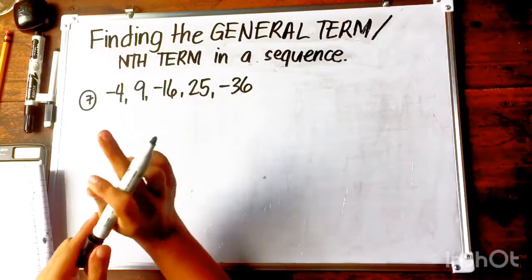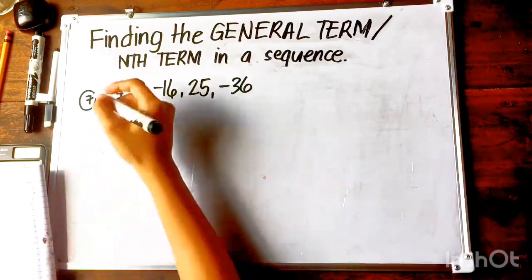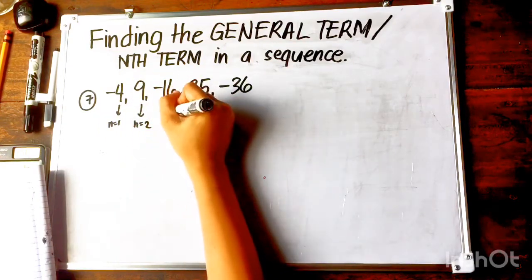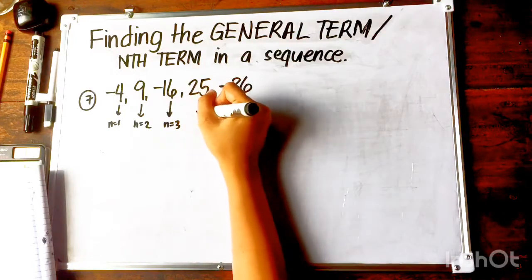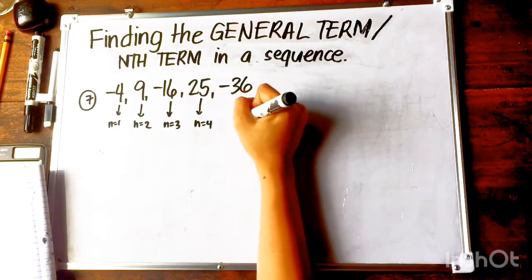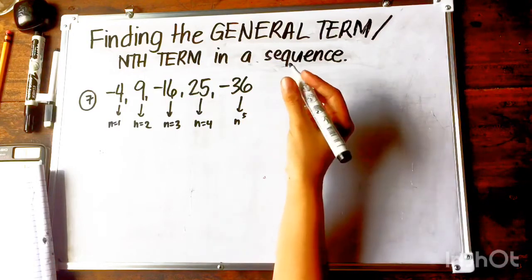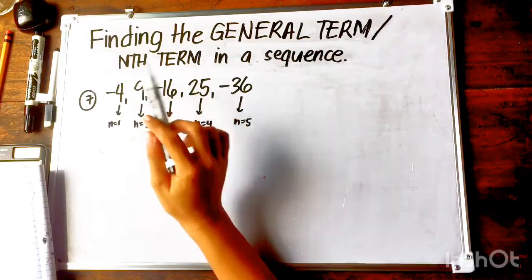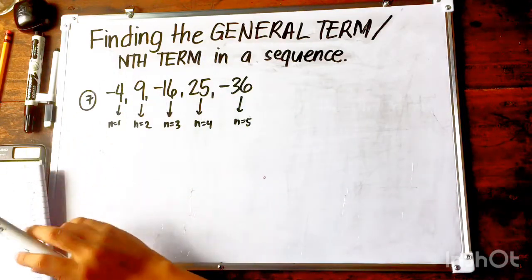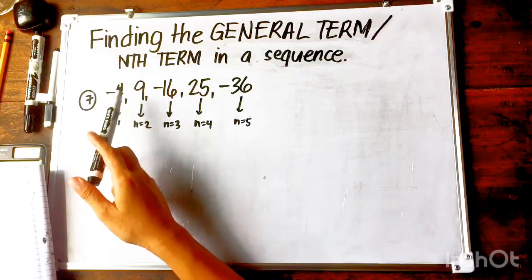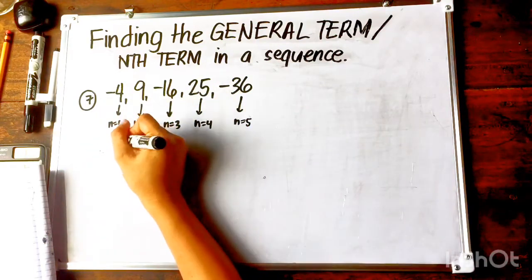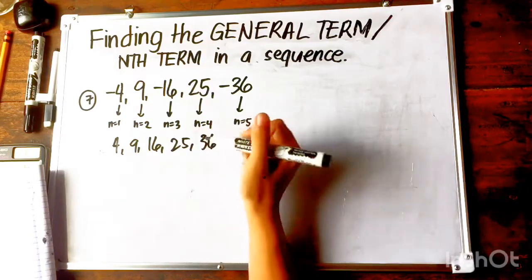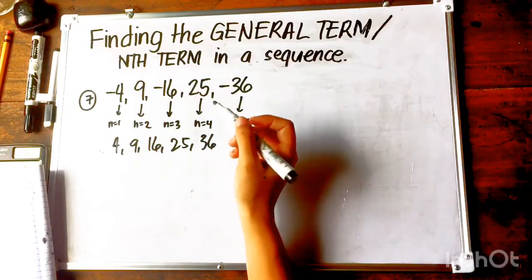Now, let's try to note again that here, n is 1. Dito naman, n is 2. N is 3. N is 4. N is 5. Also, for this case class, disregard muna natin yung mga negative sign. Okay? Kumbaga, let's consider first 4, 9, 16, 25, 36. Let's disregard first the negative sign.